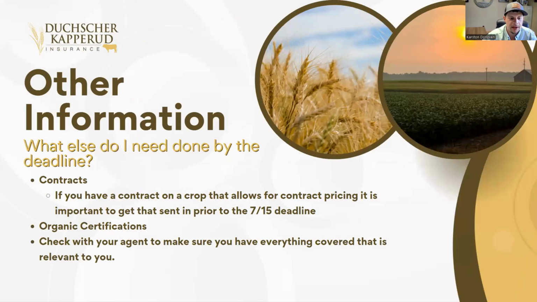Some other information that is beneficial to get in before the deadline would be any contracts that you have. So let's say you have a malt barley contract or mustard contract or organic contracts. It's important to get that in early so that it can be reviewed and entered in for your contract price. So that, let's say if underwriting reviews it and there's something wrong with the contract and they aren't going to accept that contract for you to be able to get the contract price on your coverage, you could maybe go back to the contract provider and get a better contract that they will accept, so that you can get the contract price in your coverage.